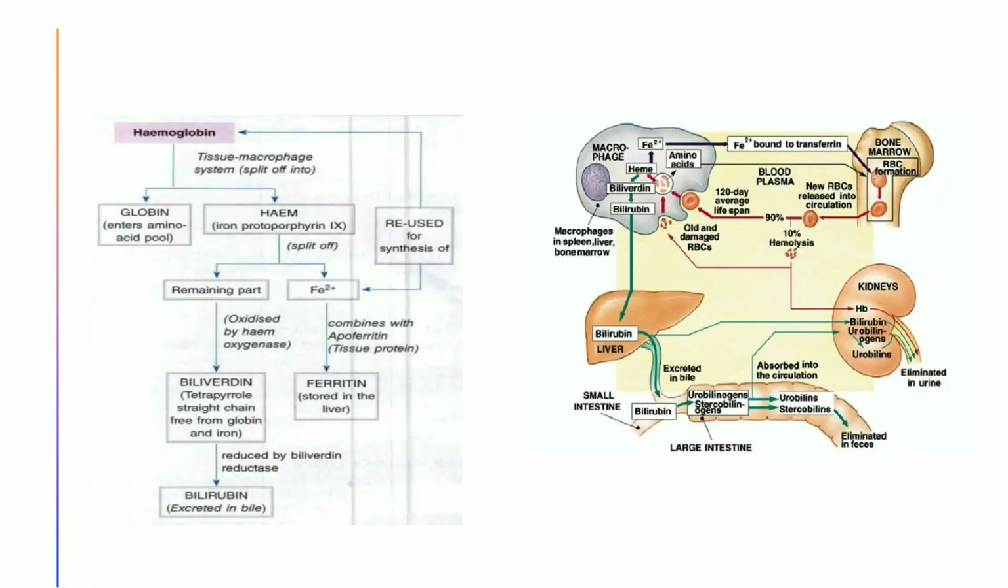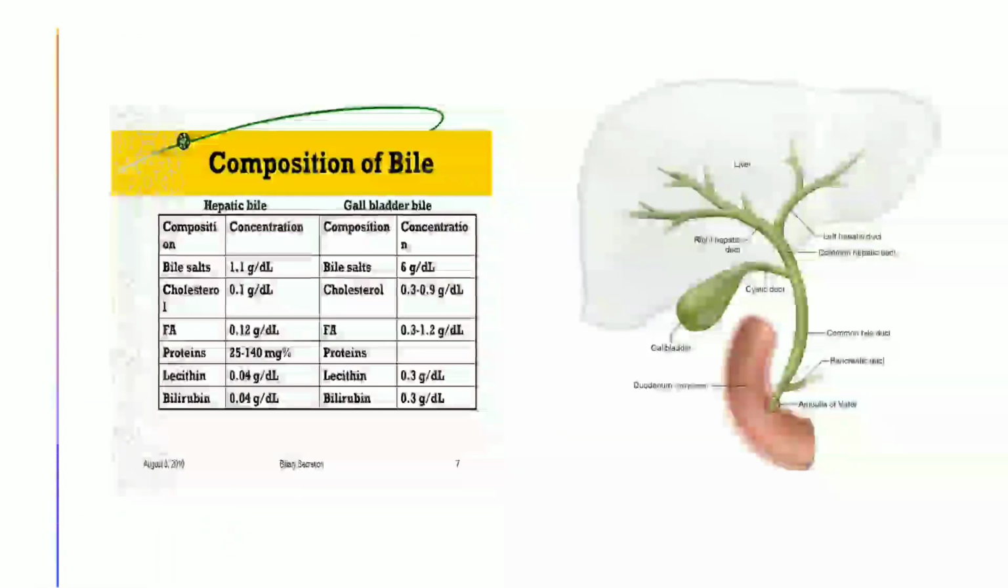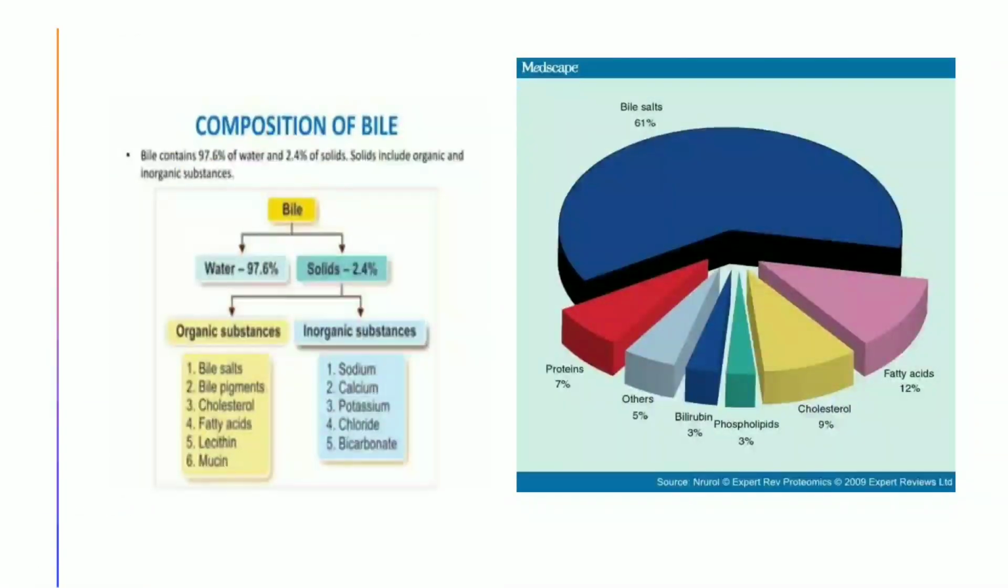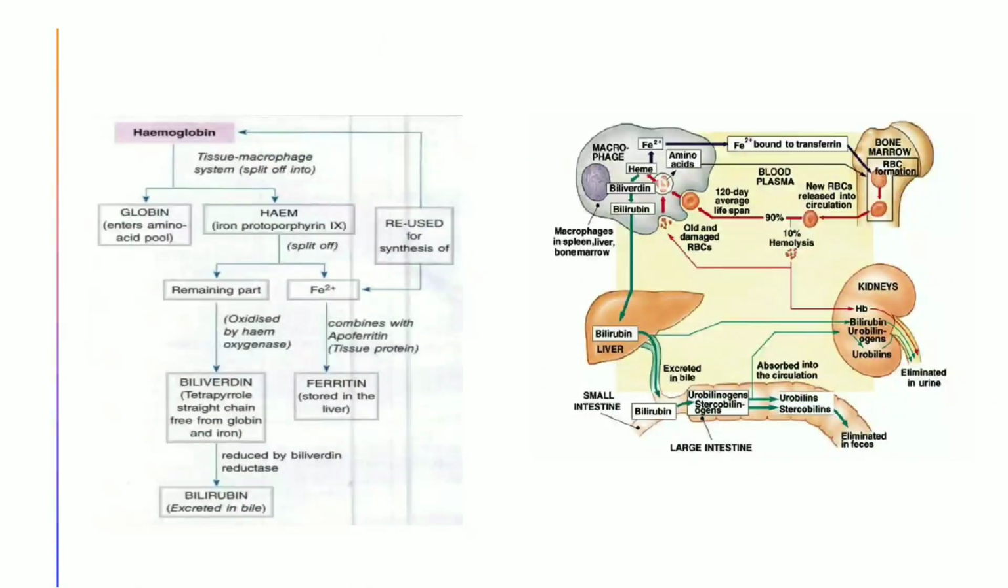Now come to the synthesis of bilirubin. That is very important. From the previous slides we have seen the composition of bile: bile salts, bile pigments, cholesterol, like this. The synthesis of bile salts we came to know. Now the bile pigments include the bilirubin. So how bilirubin is synthesized, you can see here.